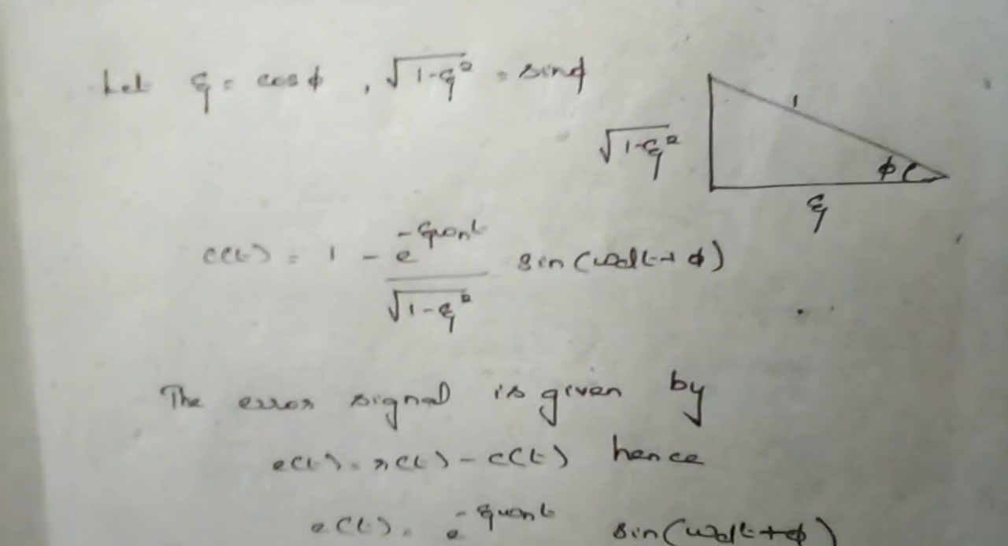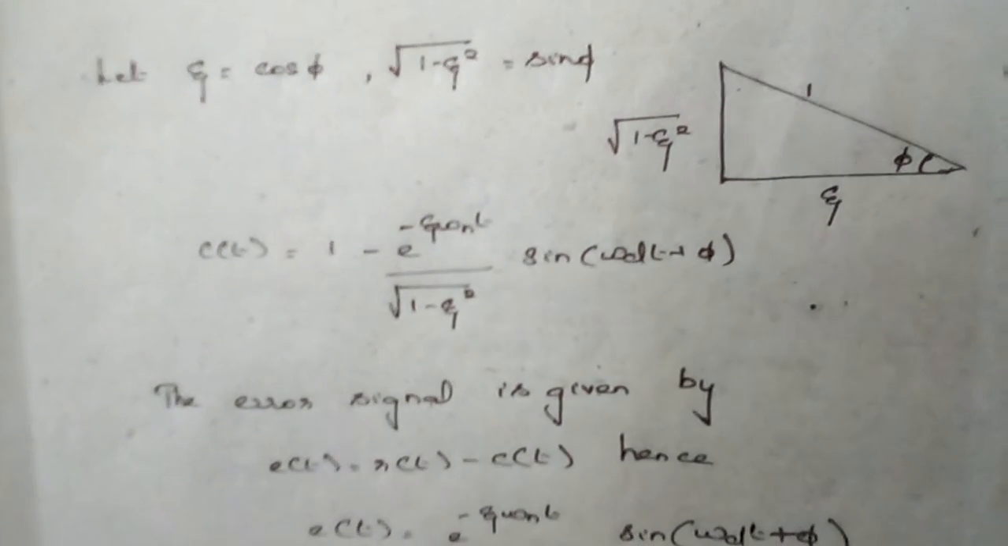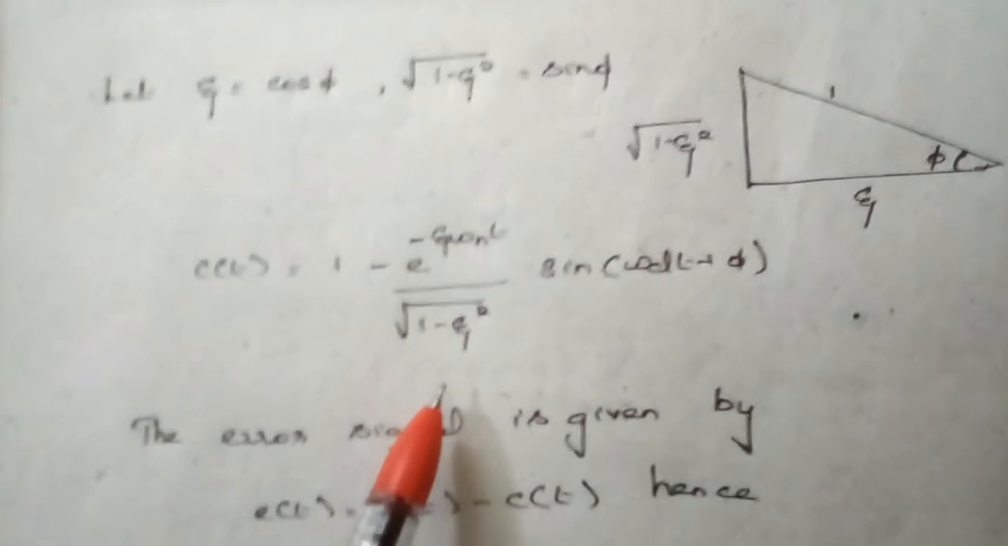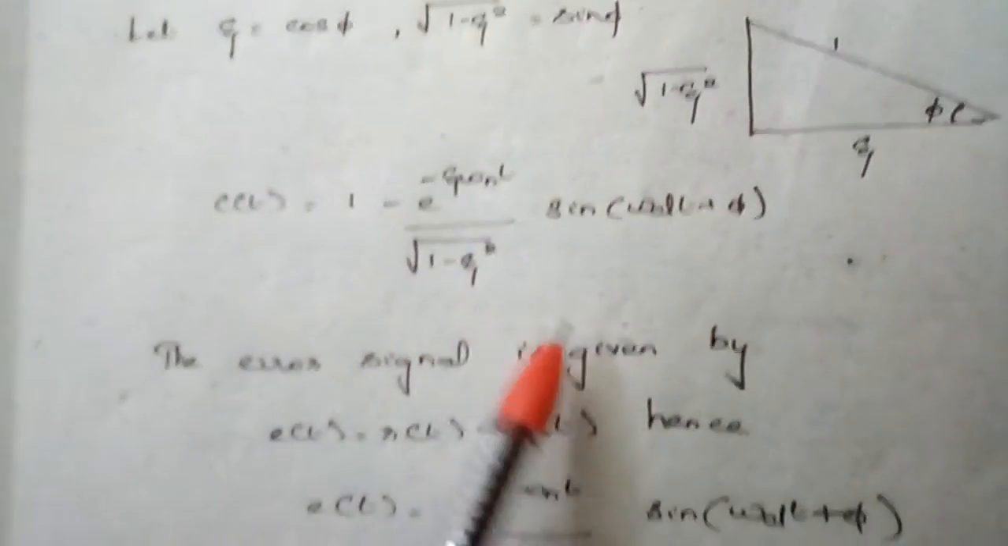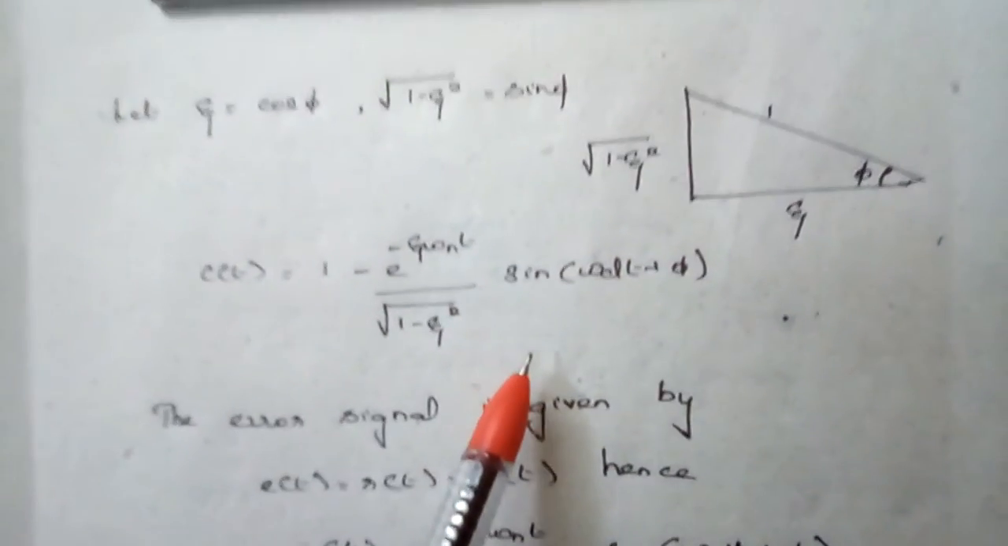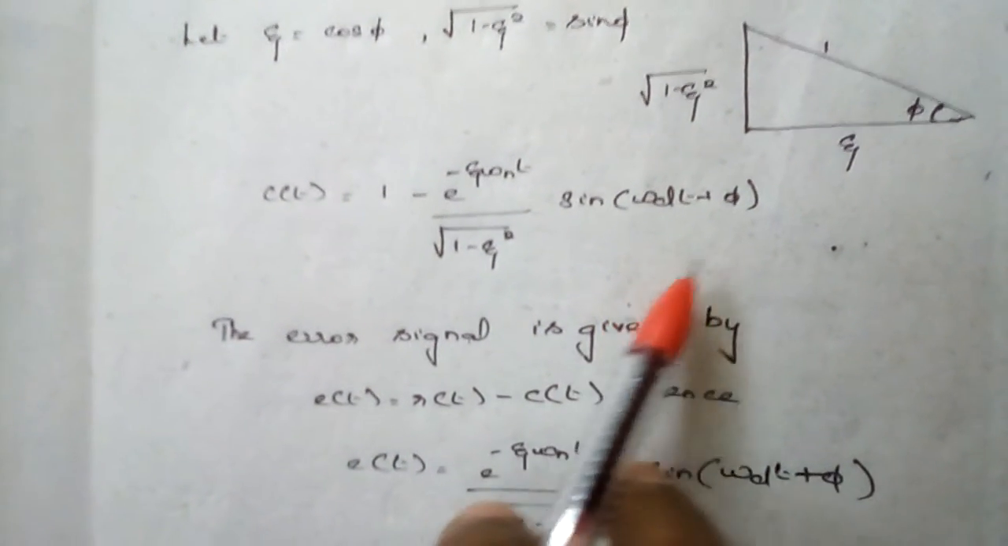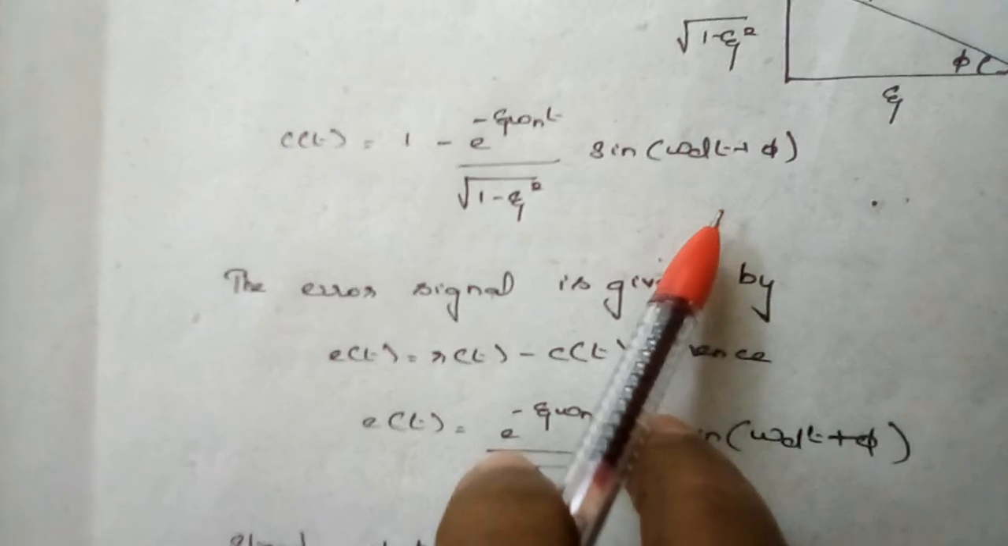Here, in the expression, I have the expression as 1 minus e power minus zeta omega n t by root of 1 minus zeta square, into 1 minus root of 1 minus zeta square cos omega t plus zeta sin omega t. This is my expression, right?